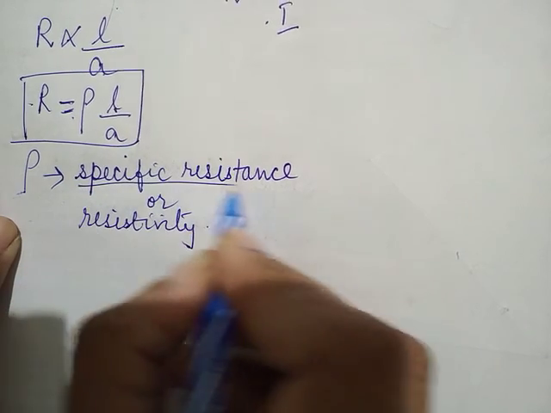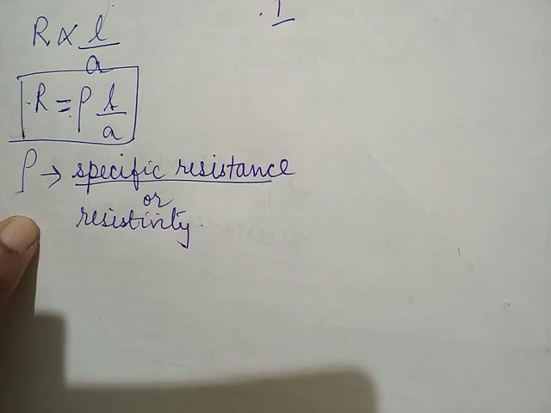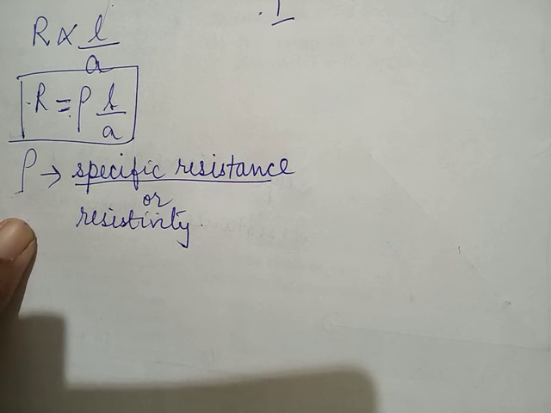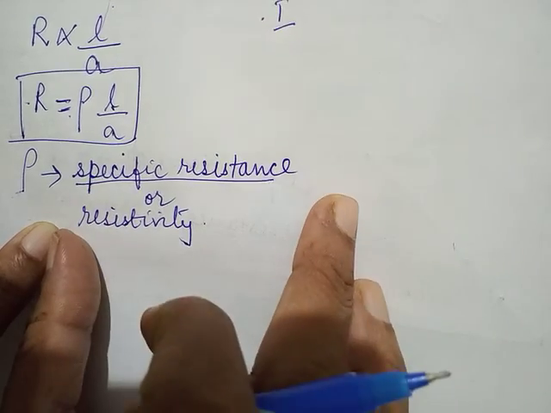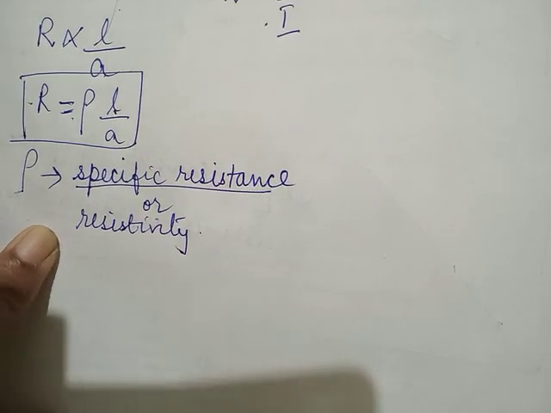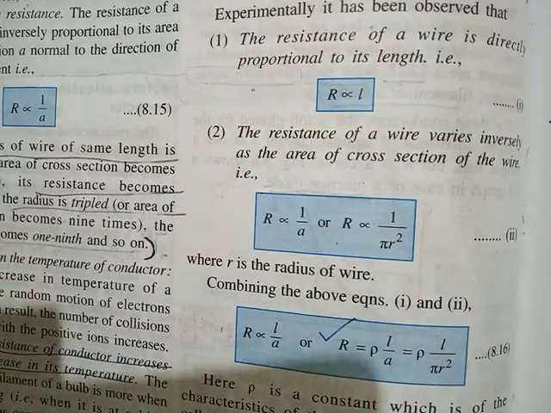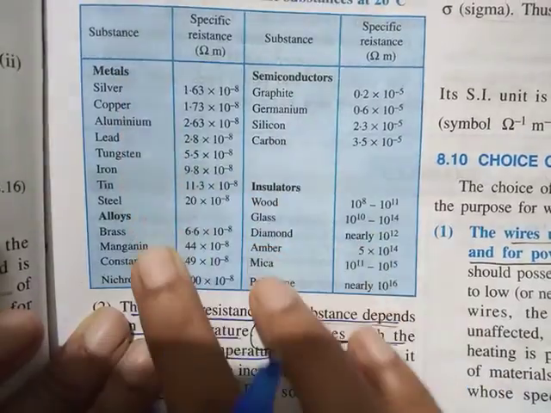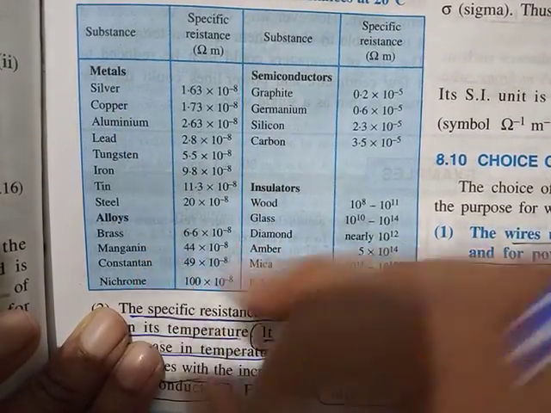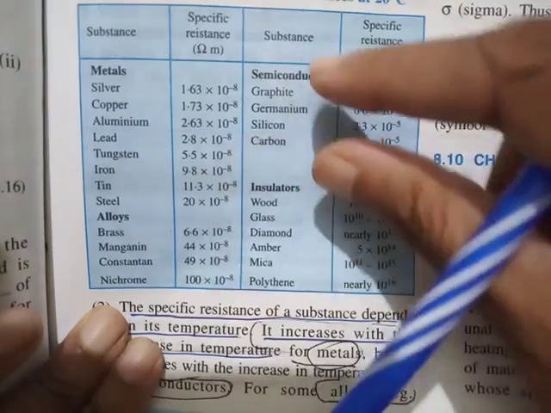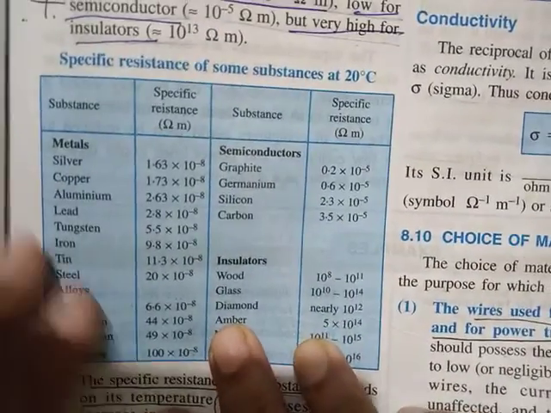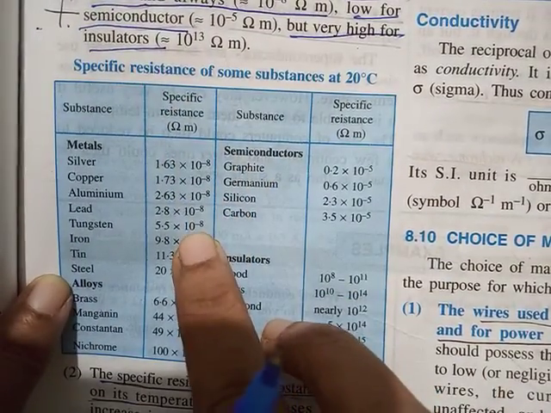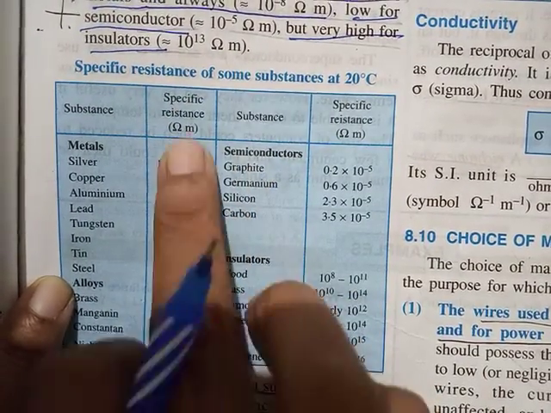Now, what is specific resistance? Every material has a particular specific resistance that depends on its nature. Now there is a table here which has the specific resistance of some of the common substances. They put them in groups: metals, alloys, semiconductors and insulators. If you see, the specific resistance of metals is low.